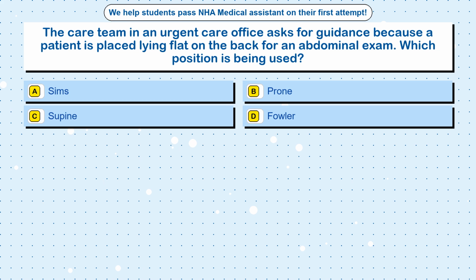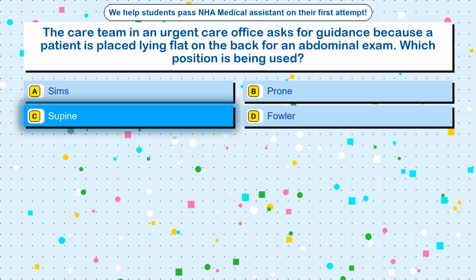Question 9. The care team in an urgent care office asks for guidance because a patient is placed lying flat on the back for an abdominal exam. Which position is being used? Option A. Sims. Option B. Prone. Option C. Supine. Option D. Fowler. The correct answer is option C.